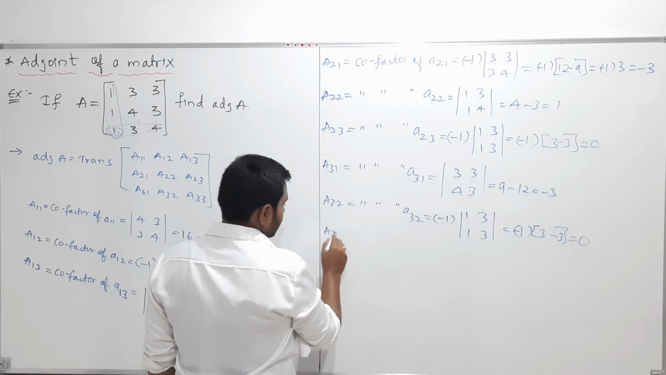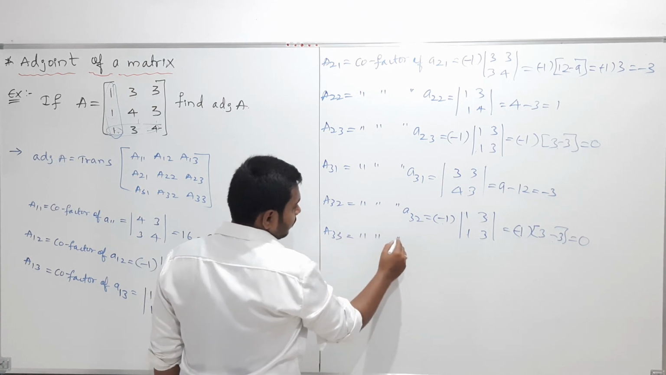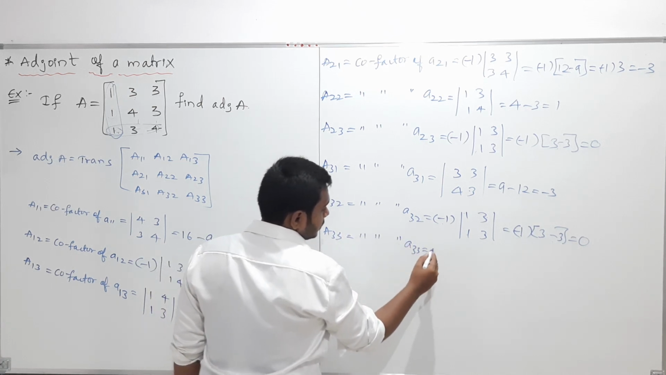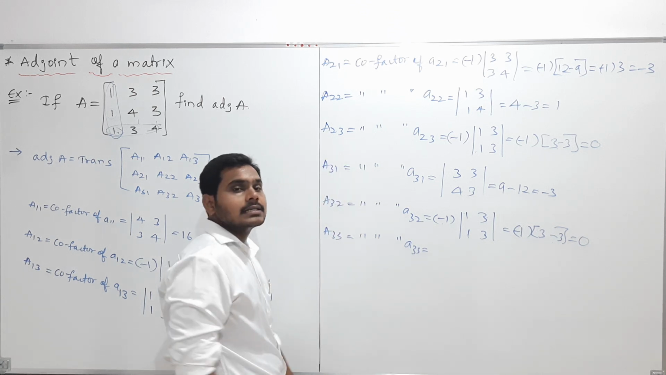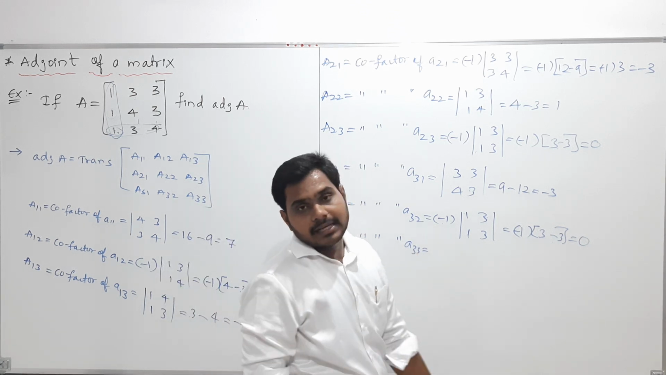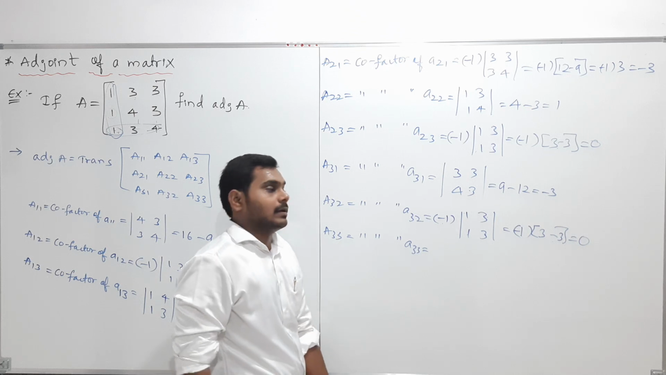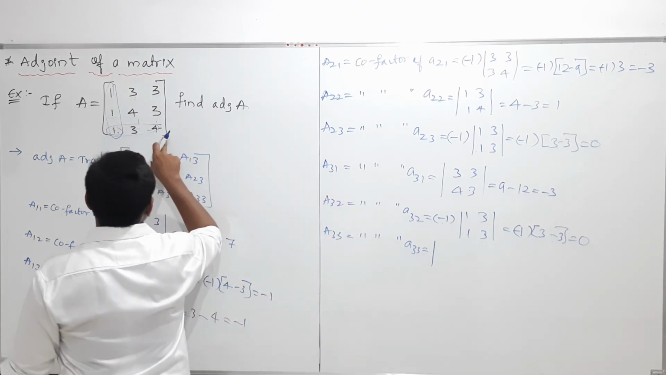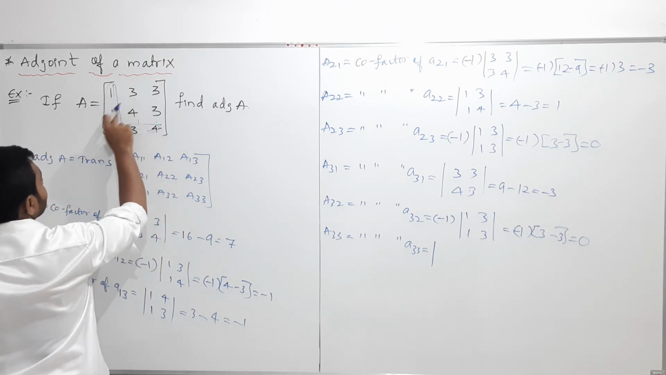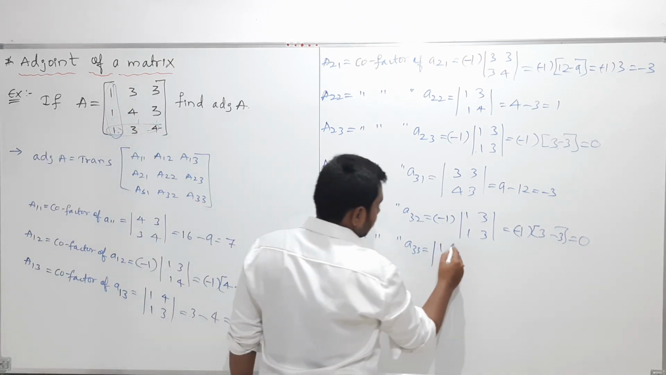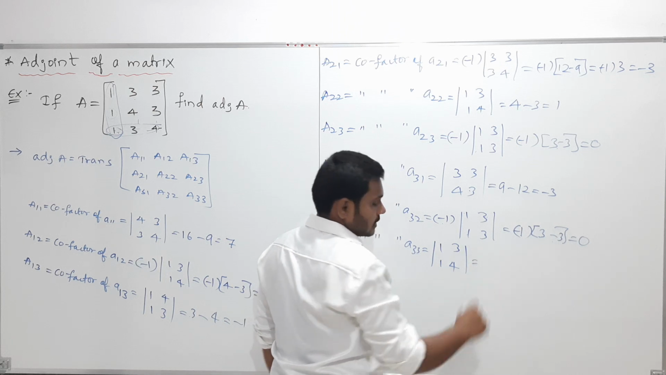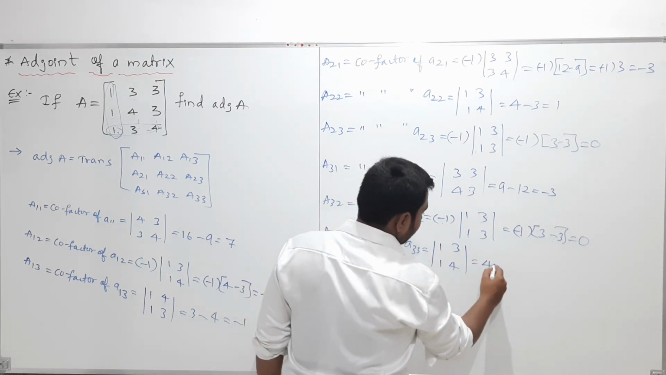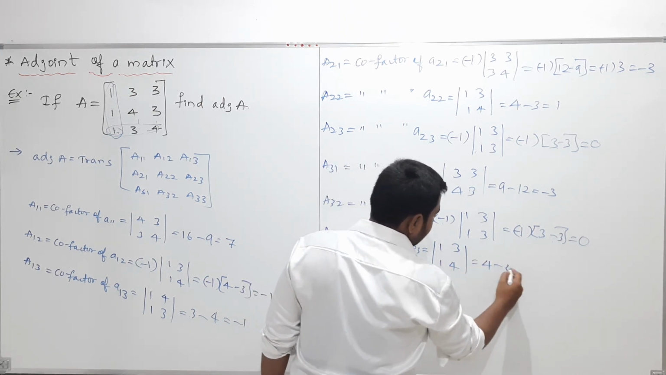And next, my dear students, A33. The cofactor of A33 is equal to 3 plus 3 is 6. 6 is an even number, therefore take positive and the remaining elements' determinant. Leave this row and this column. So here it is 1 3 1 4. This is equal to 4 ones are 4, minus 3 into 1 is minus 3.